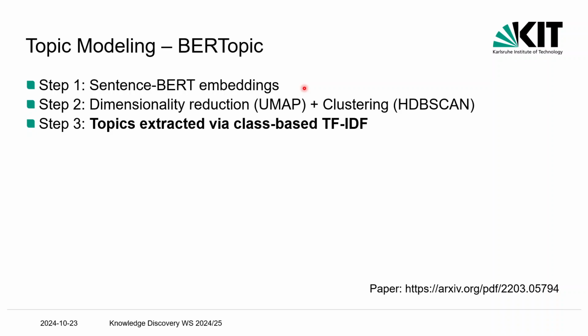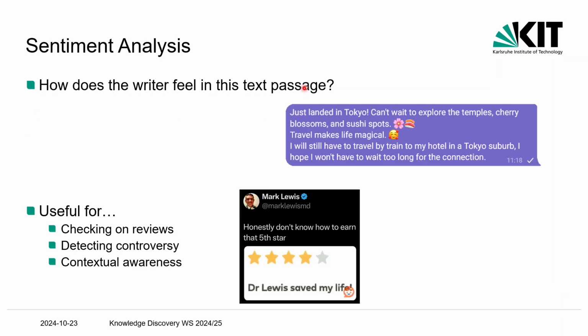Moving on to the next topic. The next topic is sentiment analysis. The idea in this task is that we want to figure out how the writer feels in this text passage. For instance, we have our text from before, with someone having just landed in Tokyo. How do they feel? Are they happy? Are they sad? Are they conflicted? There are all kinds of different classes of emotions that might be analyzed or classified into.